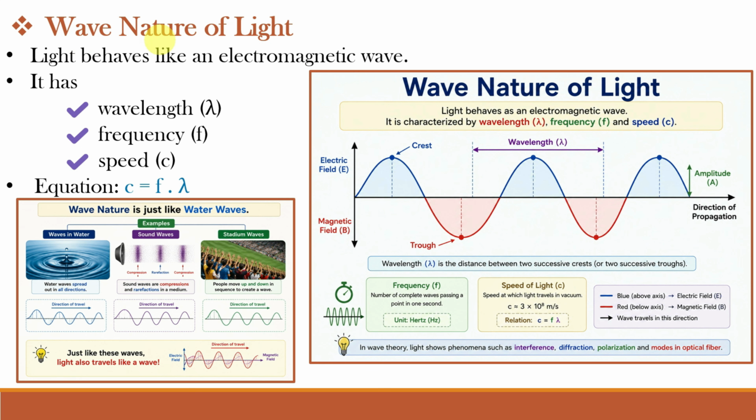Let us understand the wave nature of light. For the theory of wave nature of light, light behaves like an electromagnetic wave which has wavelength lambda, frequency f, and speed small c, and its equation is c is equal to lambda f or f into lambda.